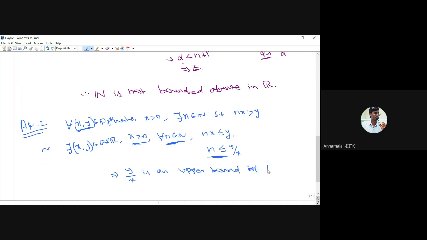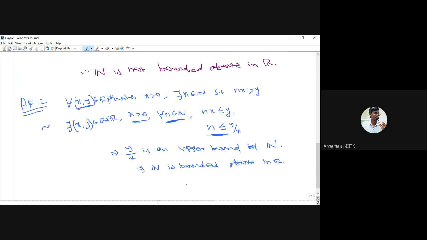So this implies that we have at least one upper bound of natural numbers. Therefore the natural number is bounded above, which is a contradiction because we already know that natural numbers are not bounded above in R. This notation denotes contradiction. So therefore our assumption is wrong. What is our assumption? Suppose not. We get a contradiction. Therefore the given statement is true.